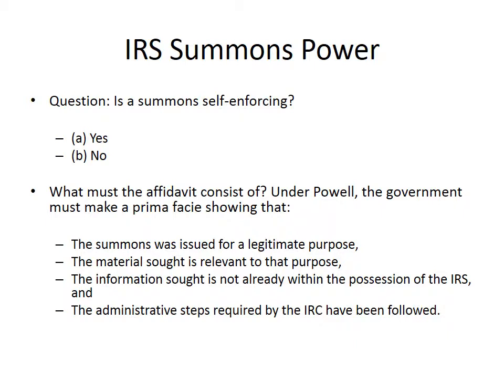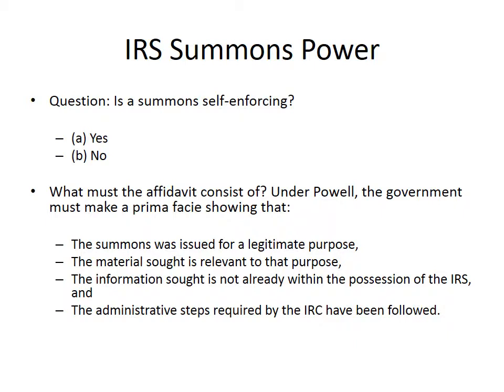The next question that comes up here is, what must the affidavit consist of? Well, it must consist of a showing of 4 main things. And these are sometimes referred to as the Powell factors. How do we get the name Powell? Well, it comes out of a federal court case. It wasn't a name that was just pulled out of the sky arbitrarily. It does come out of a federal court case in which Powell was a defendant.